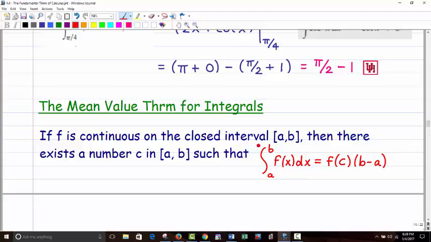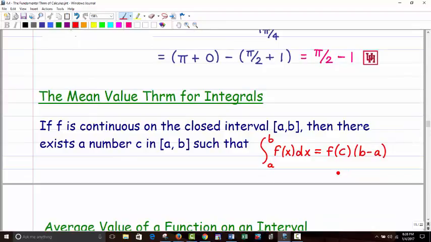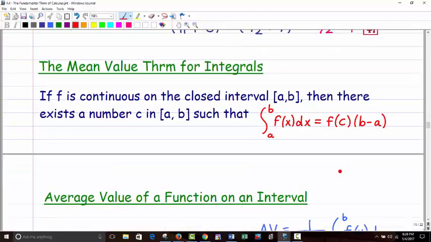So if f is continuous in a closed interval a to b, then there exists a number c in a to b where the definite integral will equal f of c times b minus a. All right, now we're going to expand the mean value theorem into what's called the average value. It's going to be a manipulation of this theorem to help us find what's called the average value.